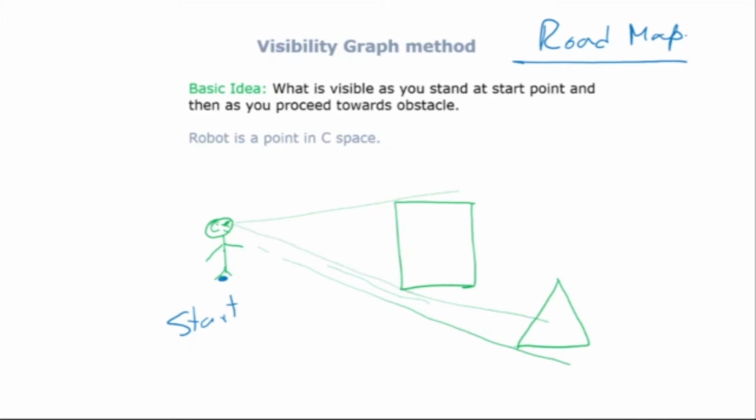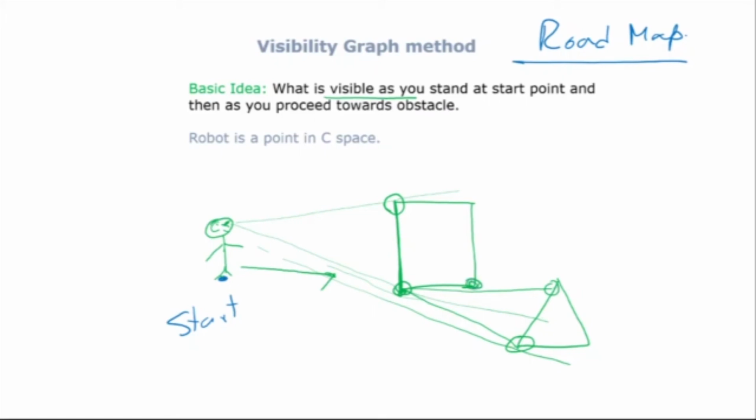So what is visible as you stand at the start point, and then as you proceed towards the obstacle? What can you see? You can see this obstacle here. You can see this edge, you can see this edge. Now when you proceed towards the obstacle, you come here, and from here what can you see? You can see this, you may be able to see that.